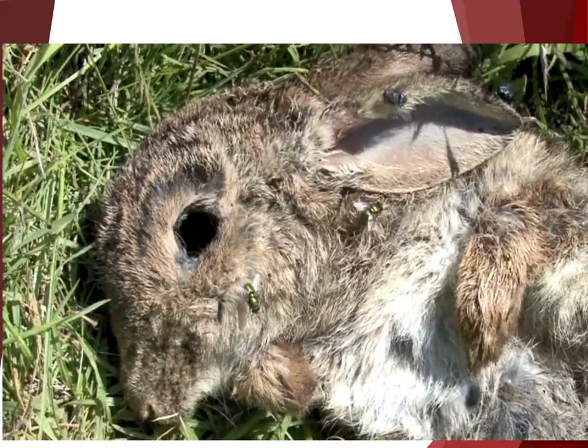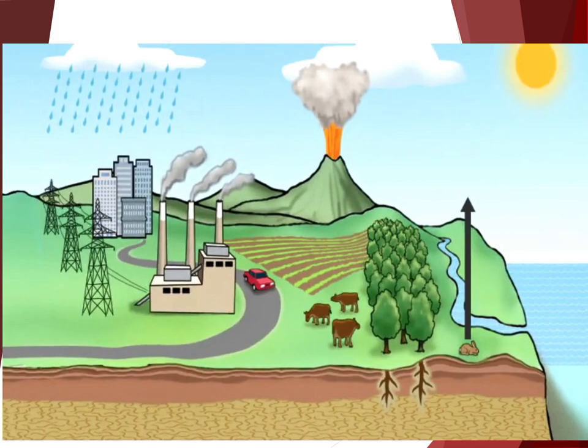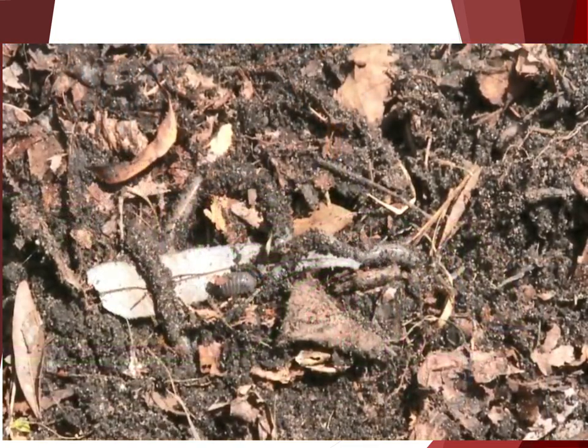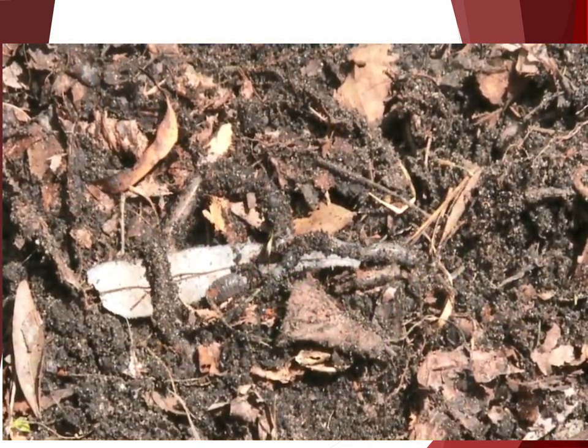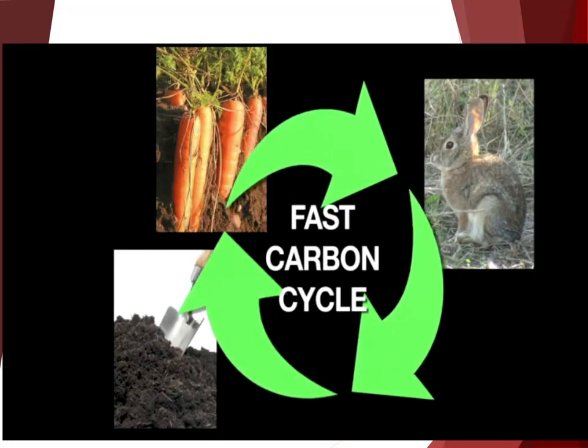When it defecates or dies, the carbon from the carrot is transferred back to the atmosphere in the form of carbon dioxide, or back to the soil, where it's converted by other organisms that release carbon dioxide in the process of respiration. This is part of what's known as a fast carbon cycle.